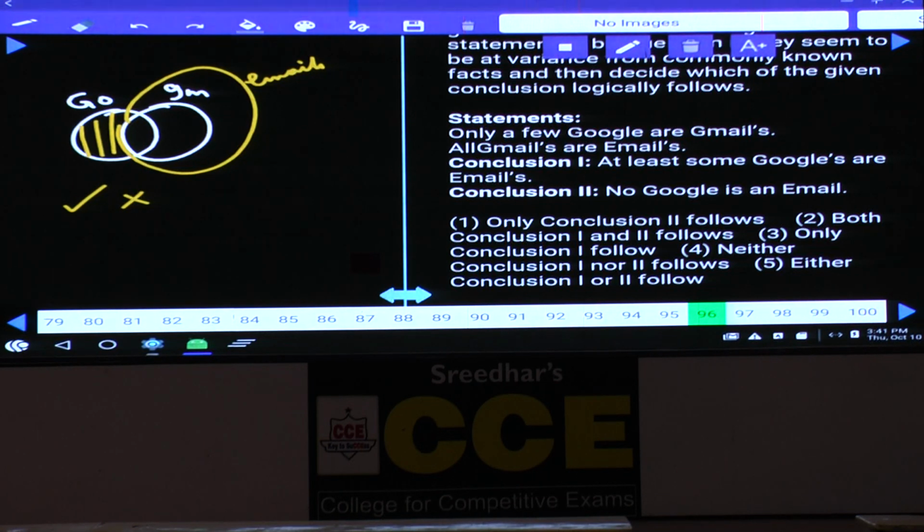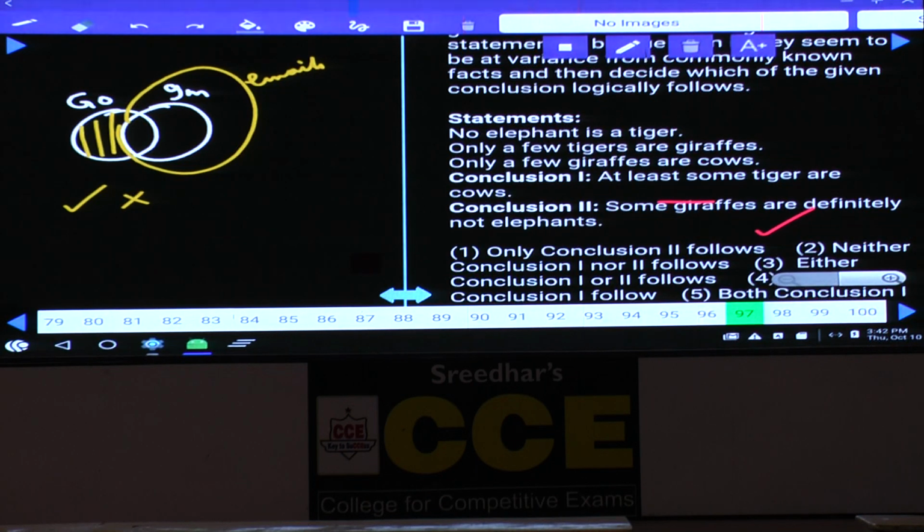Why are we not getting either or? Because the first conclusion is 100% true, that is an affirmative. And the second one is a negative conclusion, that is false. As it is false, no need to check out once again. Hence what is your answer? Only one follows, that is choice 3. 96, it is choice 3.